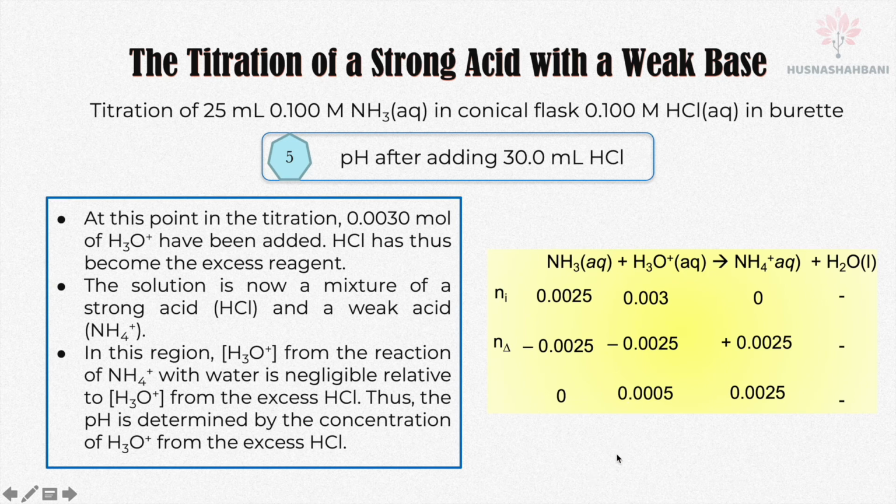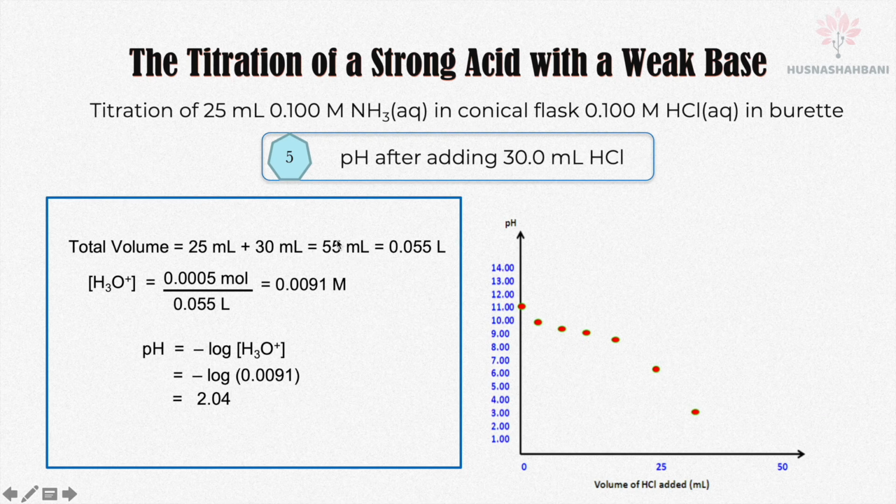So pH equals negative log H3O plus. We have the number of moles, so we need to calculate the concentration from it. Concentration is number of moles divided by the volume. Our volume now is 25 plus 30: 25 for NH3, 30 for HCl. Volume of solution is 55 ml, which is 0.055 liter. This is the molarity of H3O plus from the strong acid HCl. Now pH equals negative log H3O plus, and you will get 2.04 when the volume of HCl is 30.